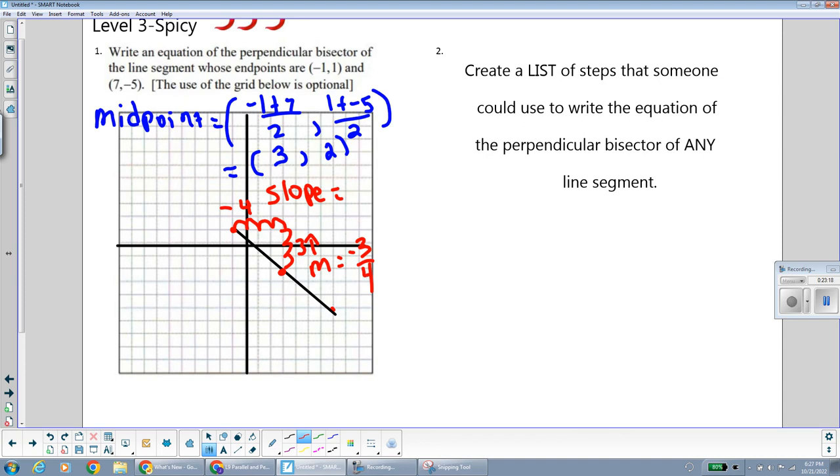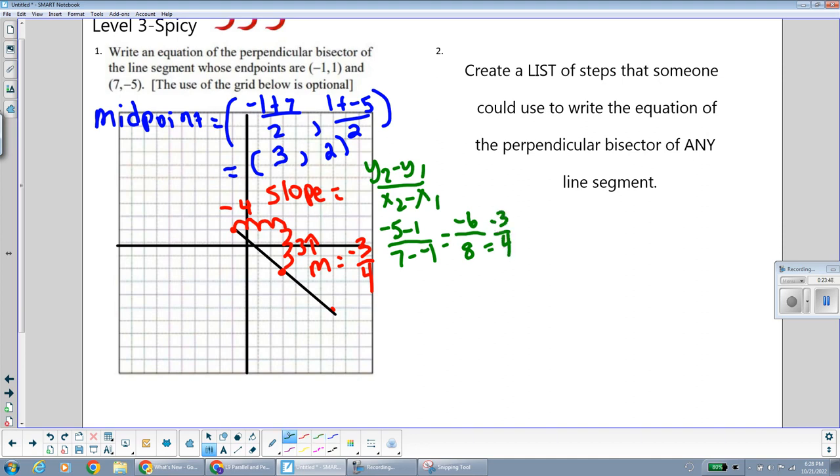If you're having trouble seeing that graphically, you can always use the slope formula, which is change in y over change in x. We can plug into that really quickly and see that we get the same thing. Our y coordinates are -5 and 1. Our x coordinates are 7 and -1. We have -6 over 8, which simplifies to -3 over 4.